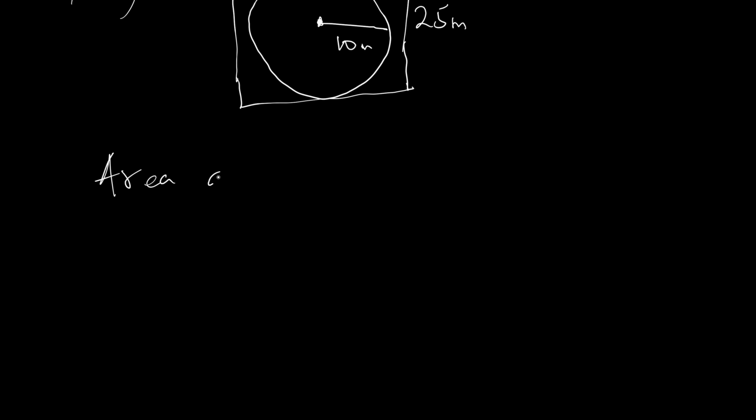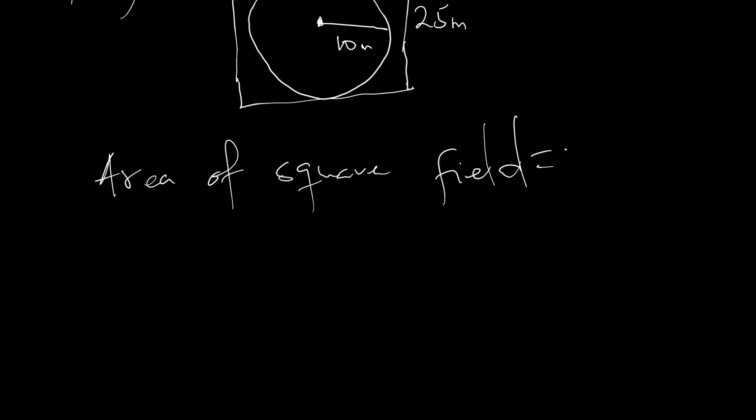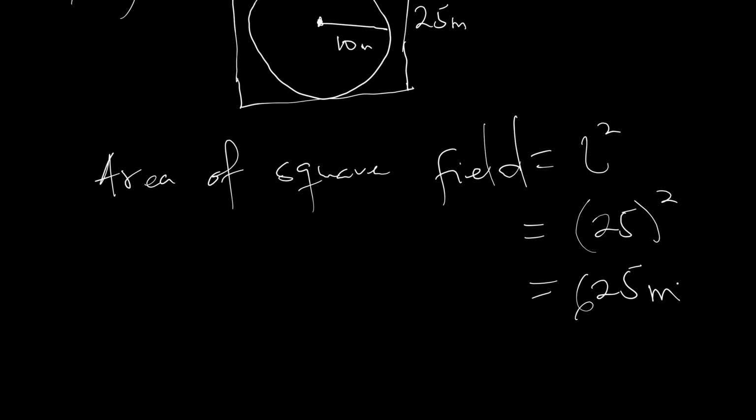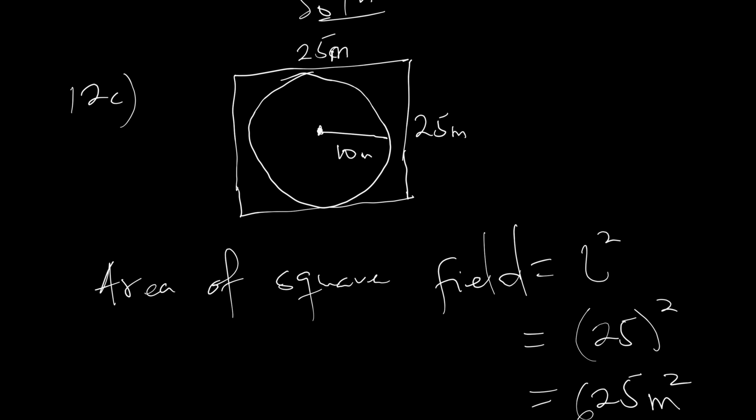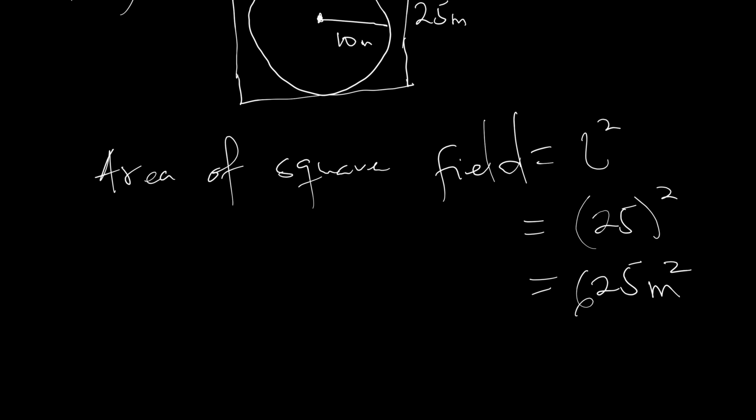So the area of the square field is the same as the area of a square, which is L squared. And L is 25, so this will be 25 squared, which is equal to 625 meters squared. So the area that the cow is able to graze on will be the area of the circle.